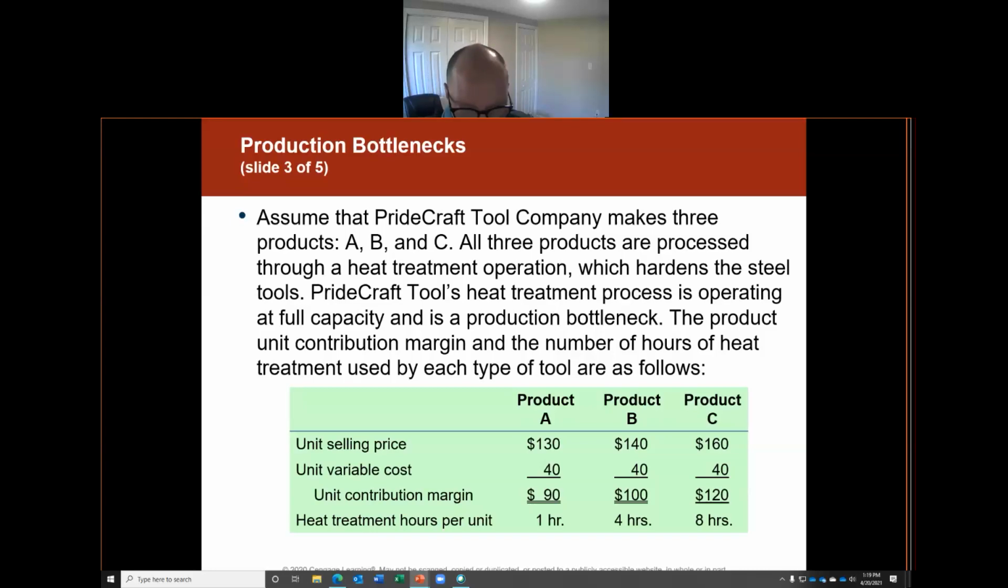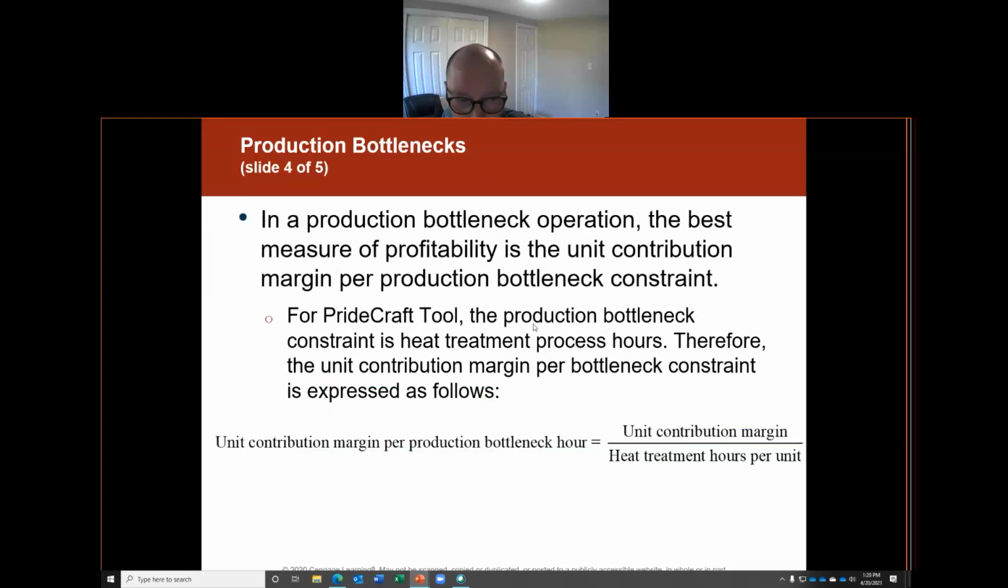Okay. So sales price, product A is 130. Variable cost is 40 bucks. That gives me a contribution margin of 90. Remember, sales price minus variable costs equals contribution margin. We talked about that a few chapters ago. Then we have this thing called heat time for each product. Heat time is a process that this manufacturer uses.